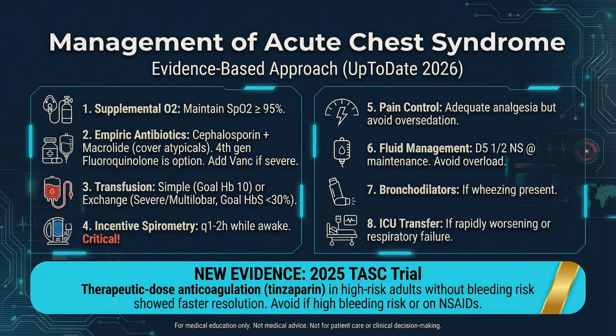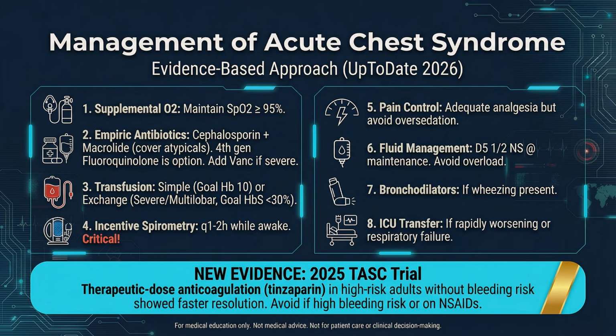Management of acute chest syndrome follows an evidence-based, multi-pronged approach. First, supplemental oxygen to maintain saturation at or above 95%. Second, empiric antibiotics. A third-generation cephalosporin plus a macrolide is a standard combination to cover atypical organisms. A fourth-generation fluoroquinolone is another option. If the patient is severely ill, you should add vancomycin.